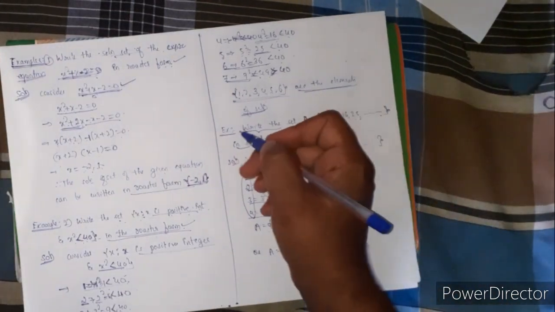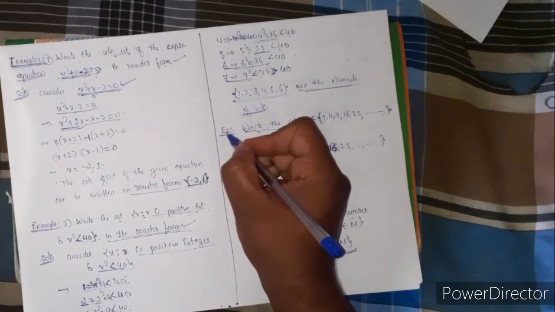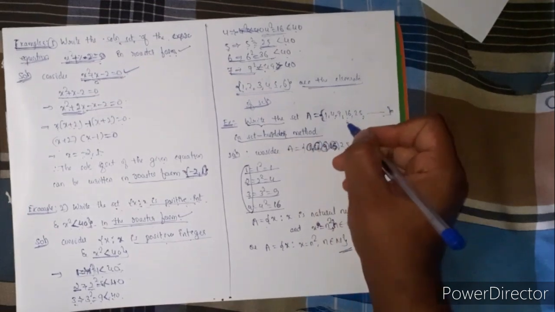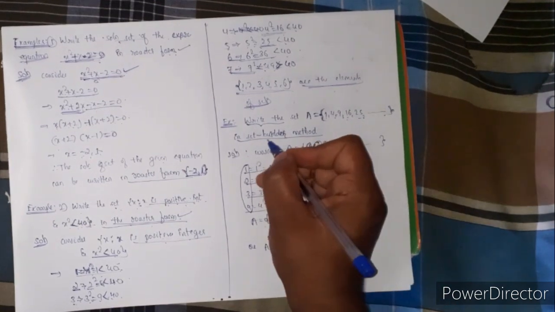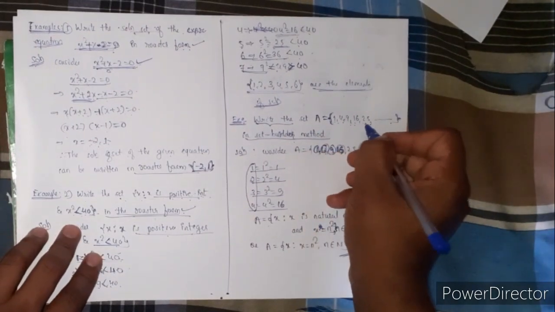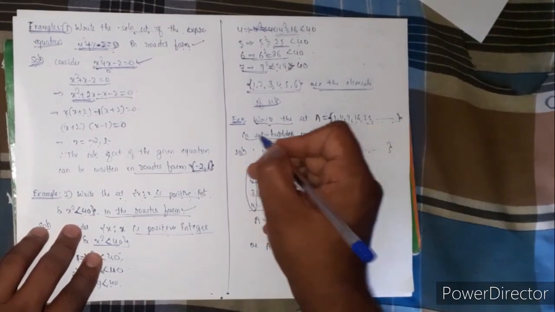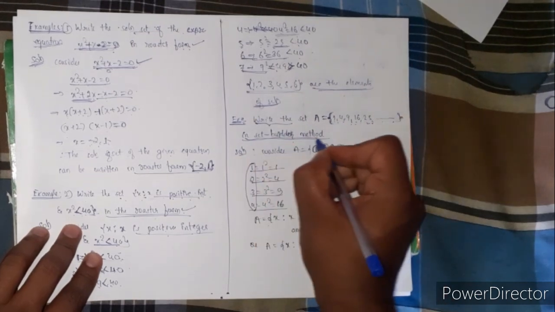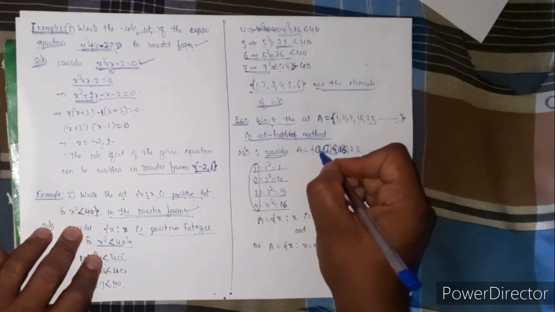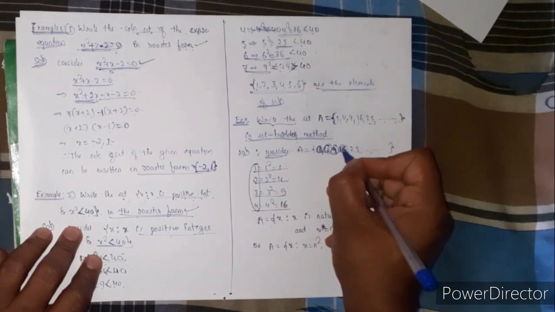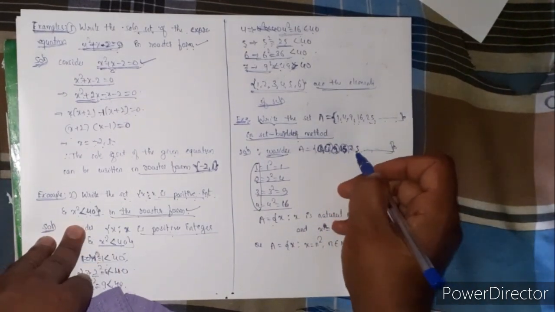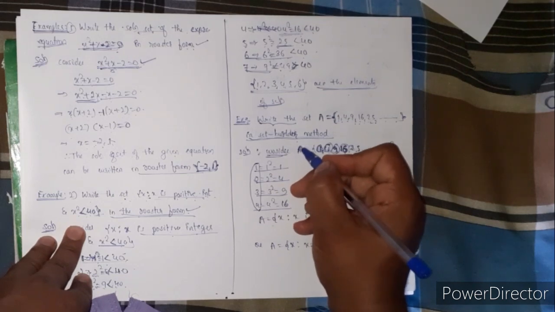Okay. And again we consider one more example. Here the elements of the set are in roster form, and we have to write it in set builder method. Example: write the set A equal to 1, 4, 9, 16, 25 and so on in set builder method. Solution: consider A equal to 1, 4, 9, 16, 25. These are written in roster method.